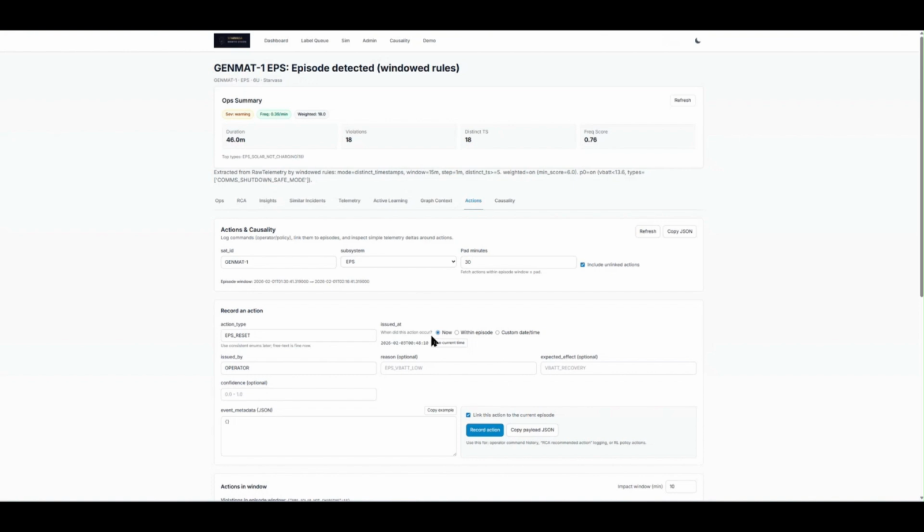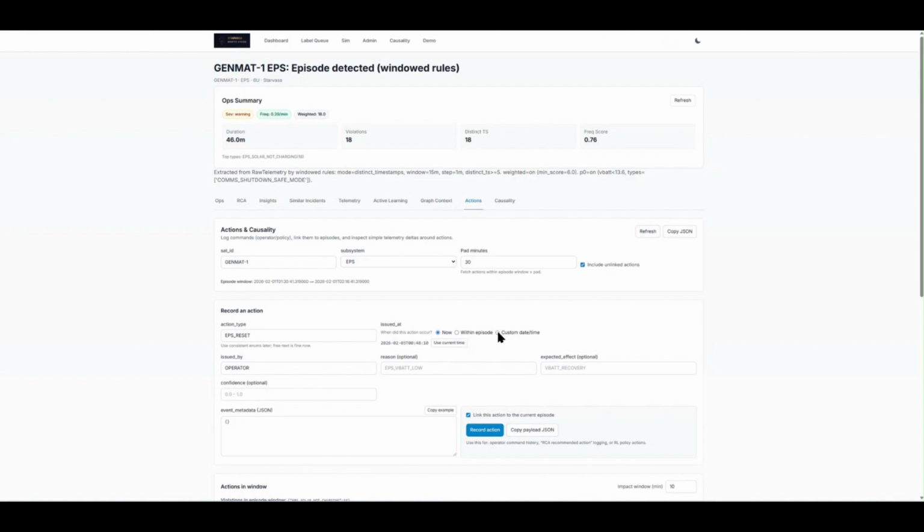But sometimes it makes more sense to log the action from when it was actually taken, which would usually be within the episode time. So if the episode was a 30-minute long episode, then you typically take the action during the episode. If the system is prompt, you can do it this way, or you can pick a custom window. So there is a date picker, time picker.